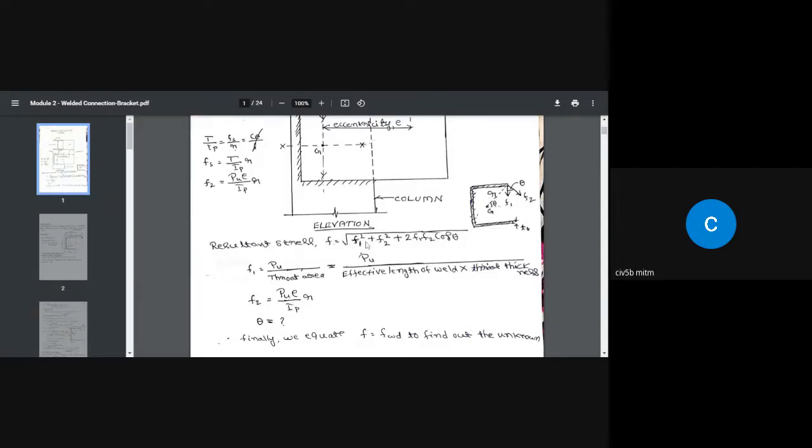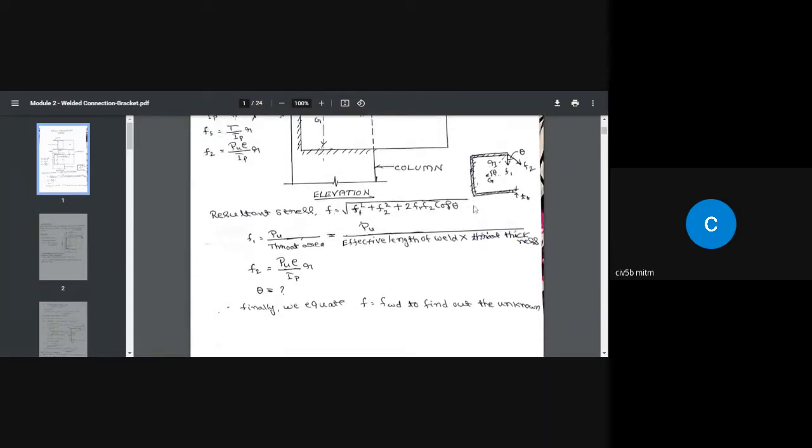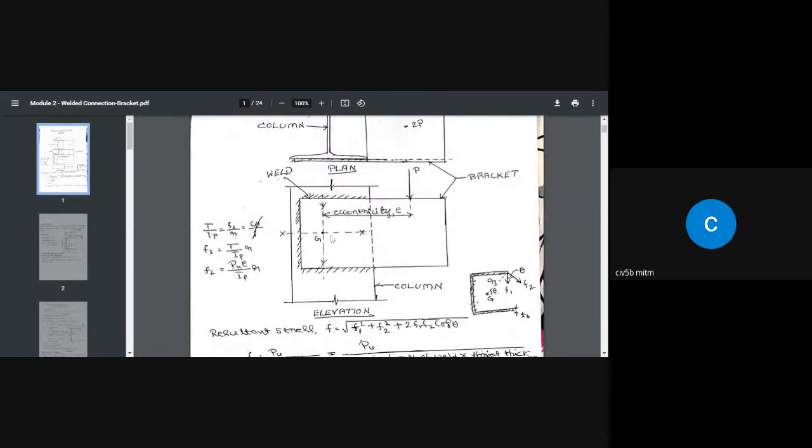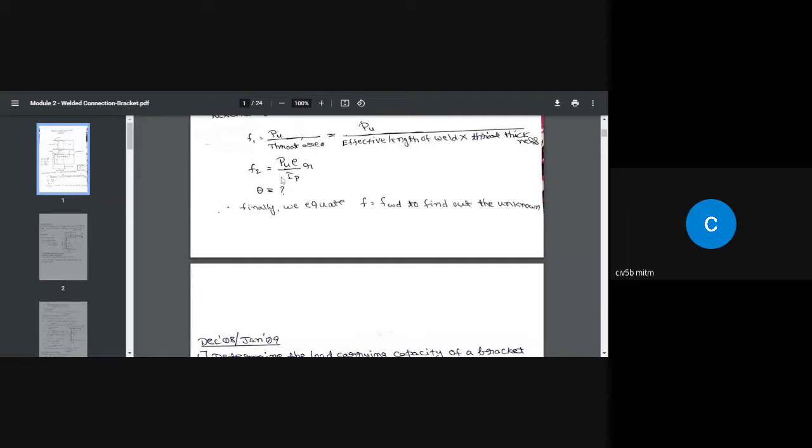So F is the resultant stress of the critical area of the weld subjected to the load Pu at an eccentricity of e. Okay, once we have the F value, we are going to finally equate that F value to the design strength of the weld. Okay, what is the design strength of the weld?